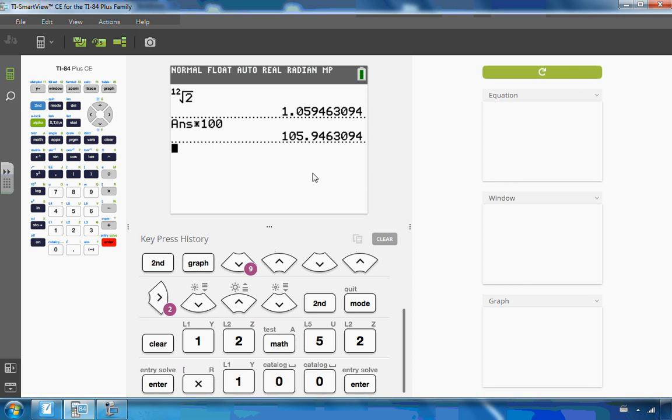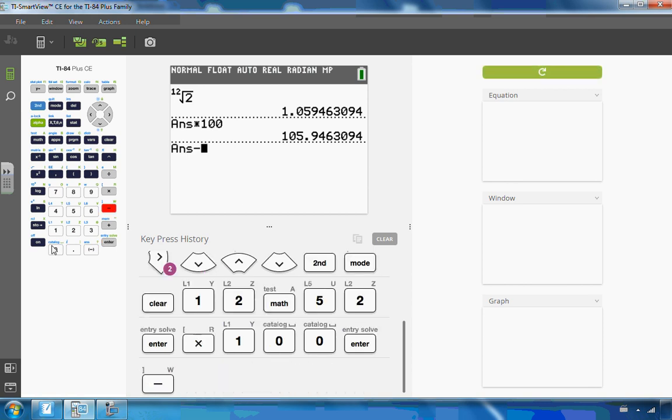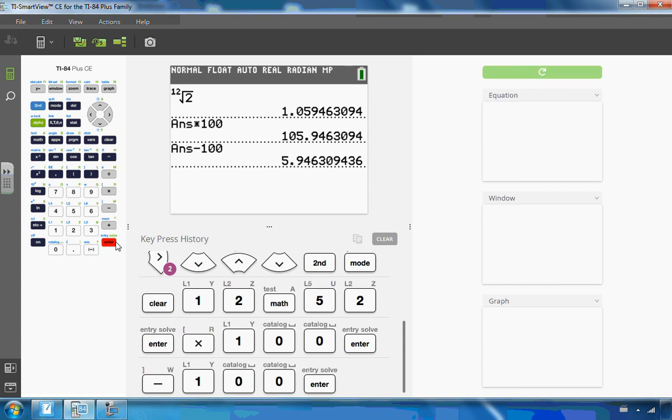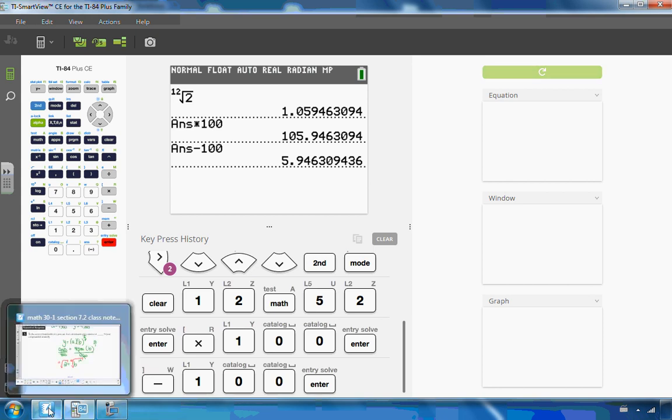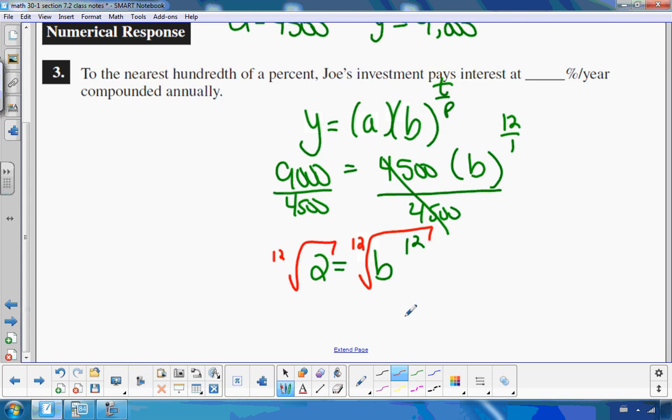So it's all of the original amount plus the extra. To figure out what the extra is, I just subtract 100, and that would be the extra. So it would be growing at a rate of, they want it to the nearest hundredth, that would be 5.95. So the base is equal to 5.95.